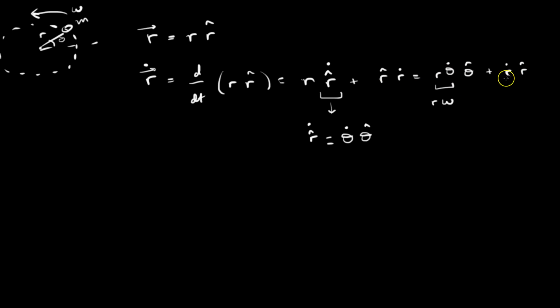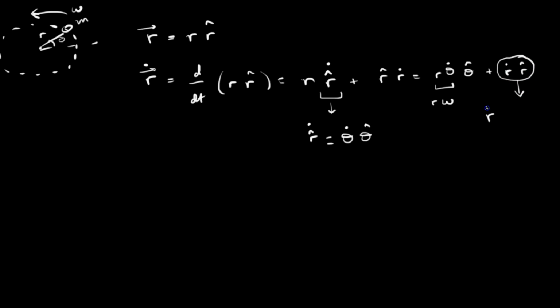Now, you notice that there's another term here. What is this? Velocity, you're taught, has only one component in polar coordinates, in the theta direction. But there's actually a component in the radial direction.